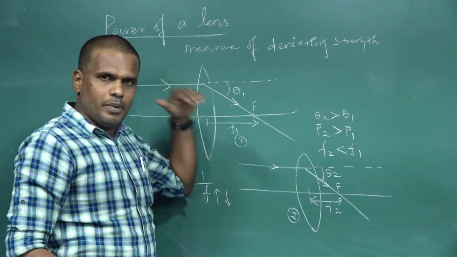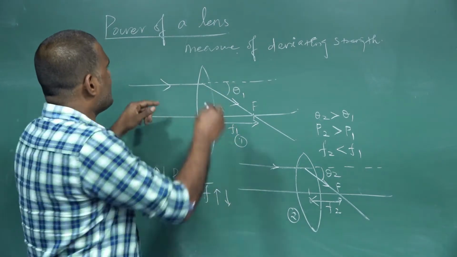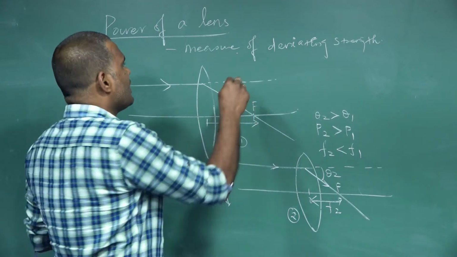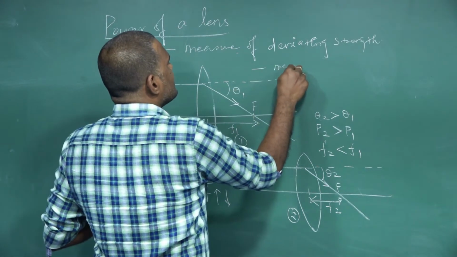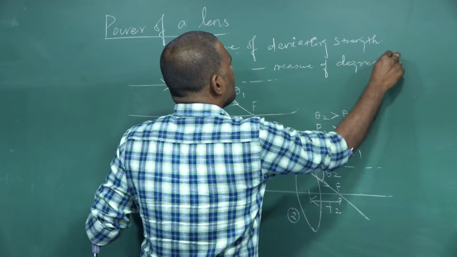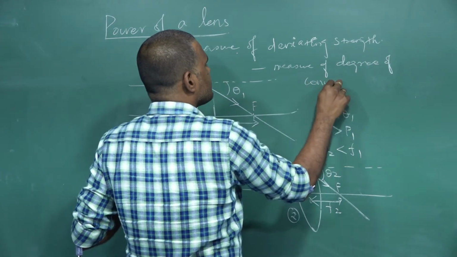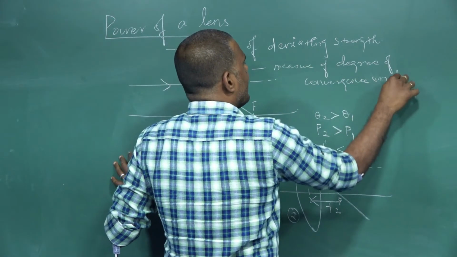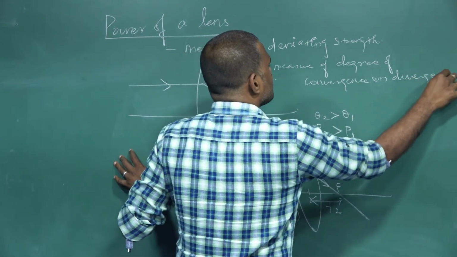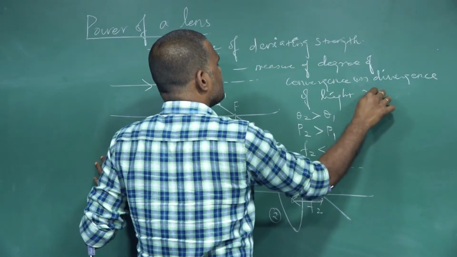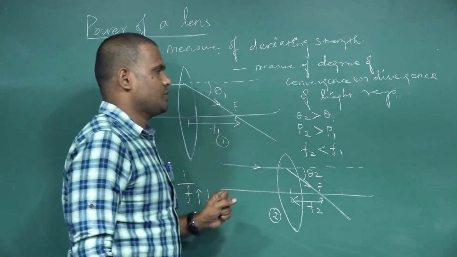So the power of a lens can also be defined as the measure of deviating strength, or in other words, the measure of degree of convergence or divergence of light radiations passing through it.